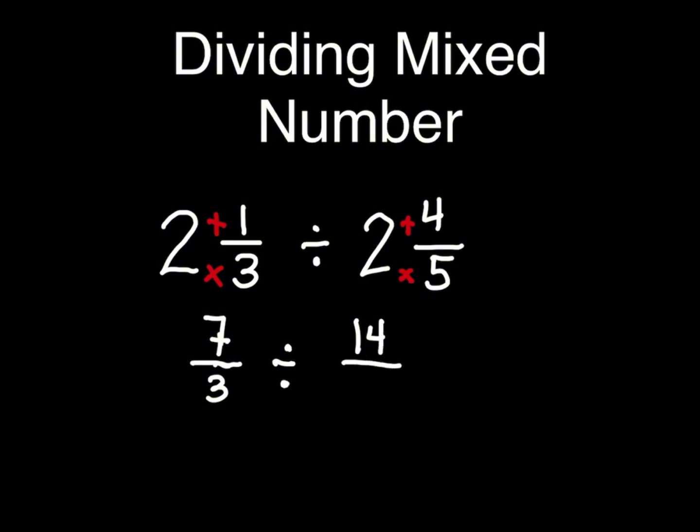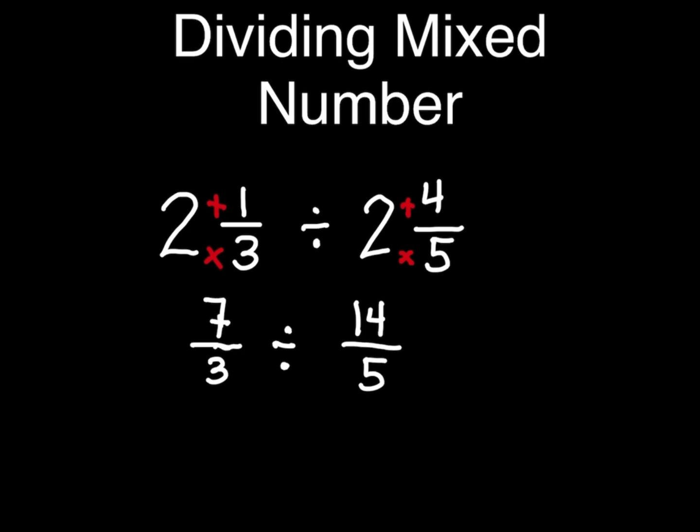Copy the denominator over 5. After that, you copy 7 over 3. And then instead of division, you proceed to multiplication. And then swap the position of 14 over 5. So 14 will go down and 5 will go up. So it will become 5 over 14.